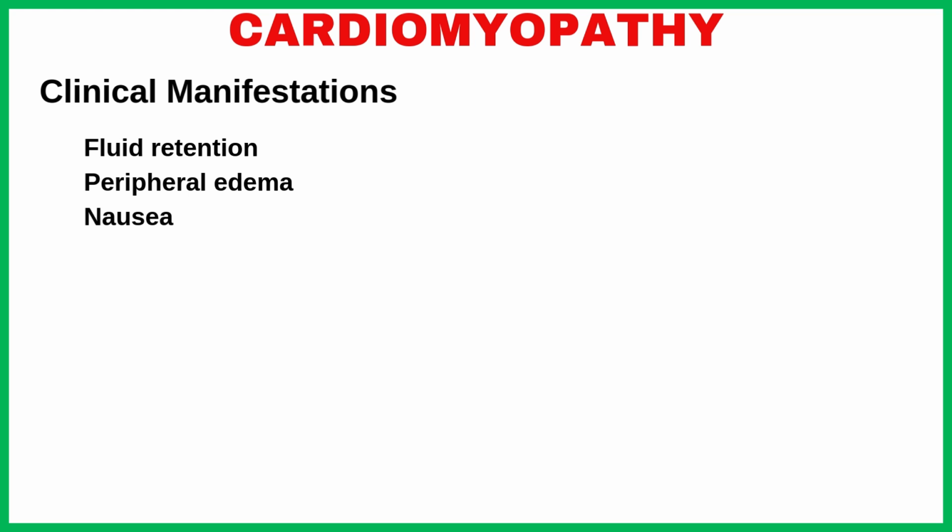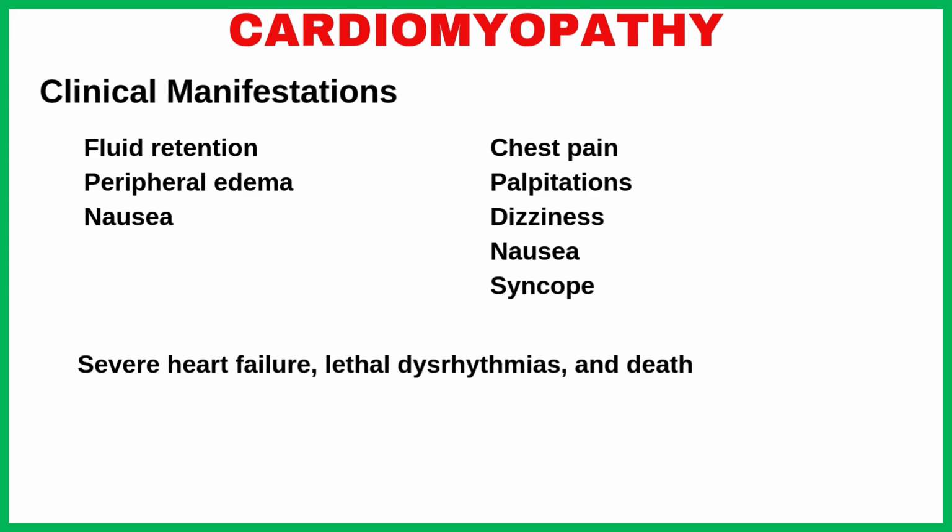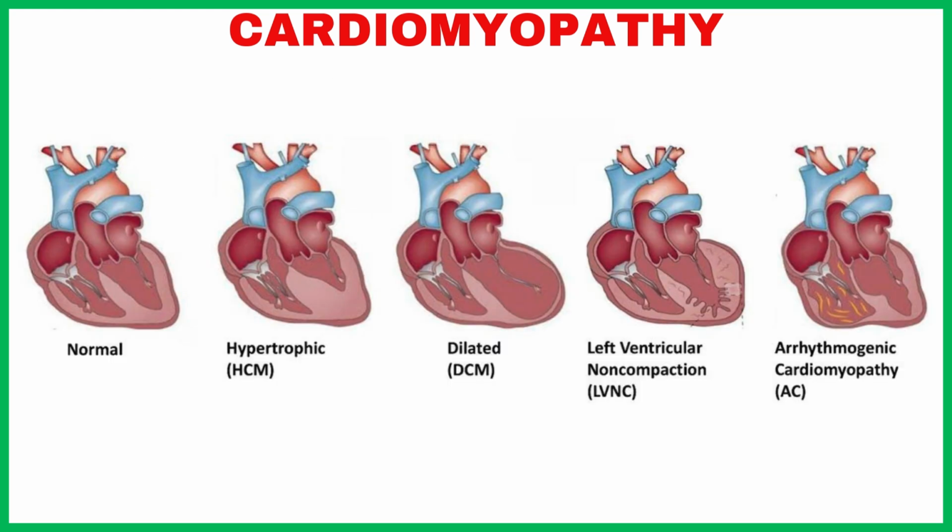The patient also may experience chest pain, palpitations, dizziness, nausea, and syncope with exertion. However, with hypertrophic cardiomyopathy, cardiac arrest may be the initial manifestation in young people, including athletes. Regardless of type and cause, cardiomyopathy may lead to severe heart failure, lethal dysrhythmias, and death. Each type has its own pathogenesis, clinical presentation, and treatment protocols. So we will cover each type of cardiomyopathy separately.